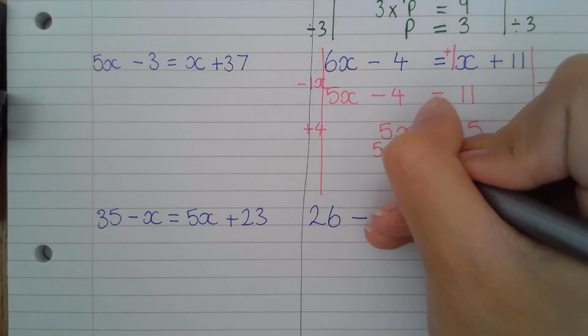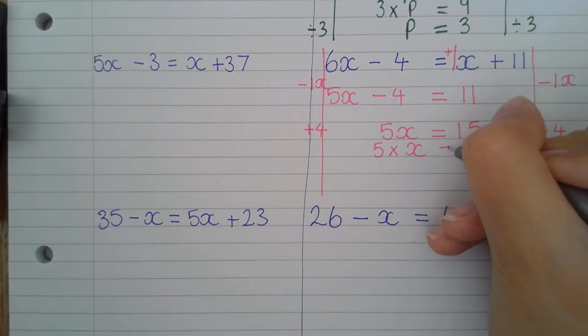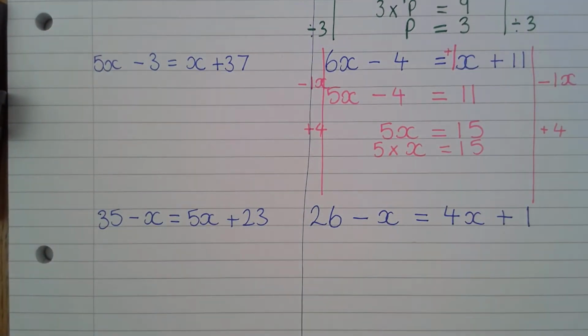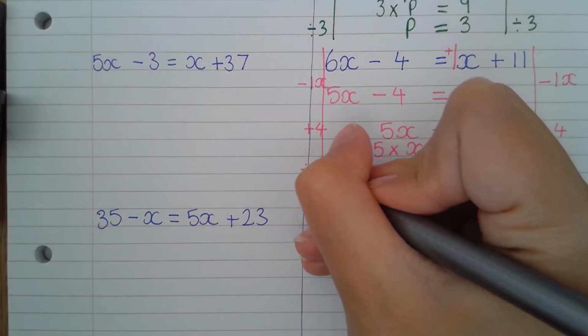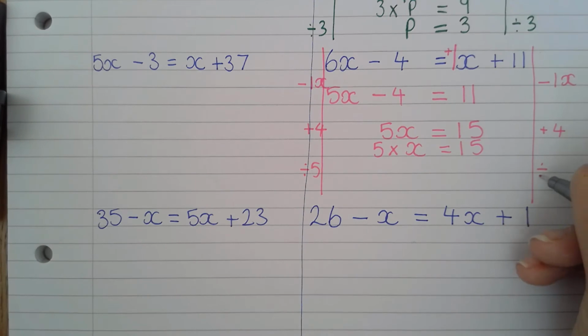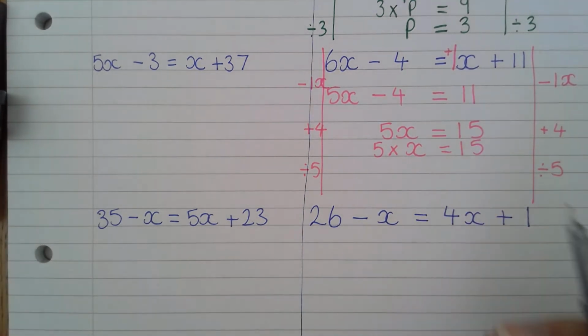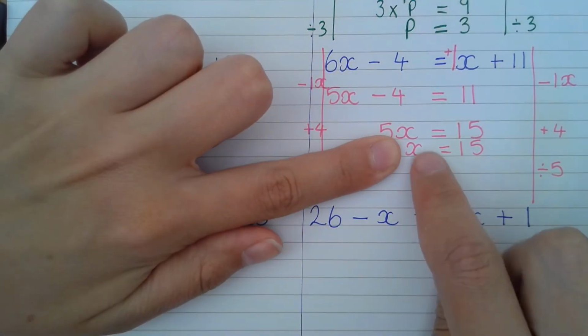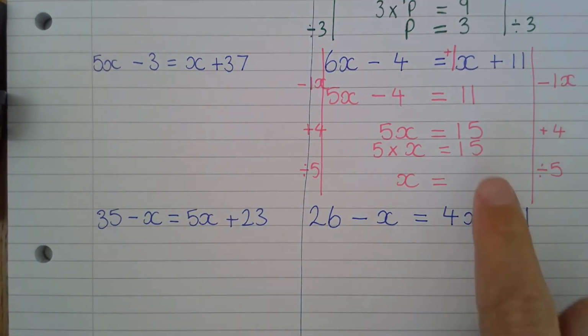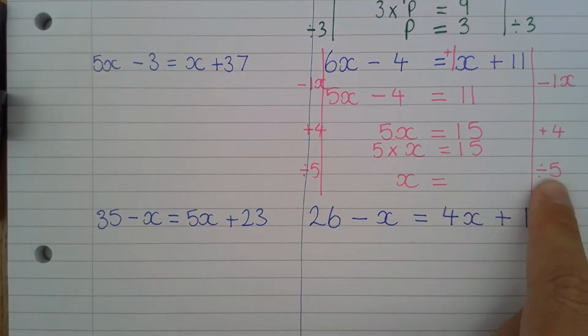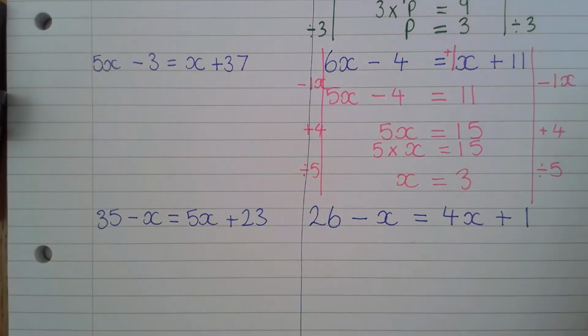5x means 5 times x equals 15. Okay, opposite of times by 5 is divide by 5, but we have to do that on both sides. So times by 5, divide by 5, they disappear, so I'm just left with x equals 15 divided by 5 is 3.